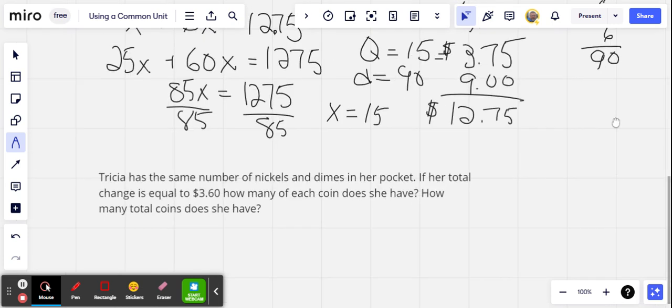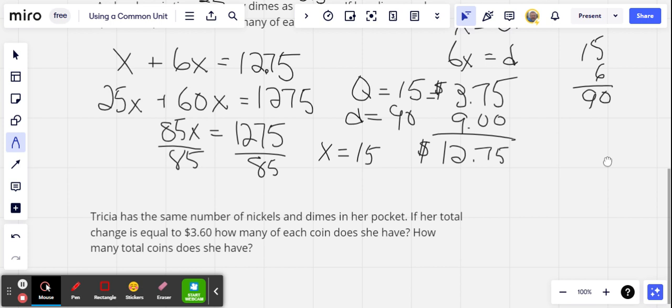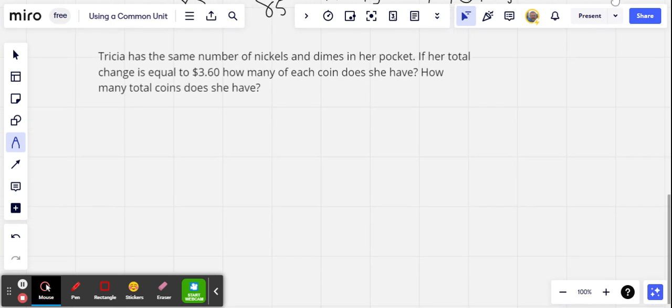And this idea is really something you can use in a lot of different things, but money is really easy to see this use of algebra. Okay, another one. Trisha has the same number of nickels and dimes in her pocket. If her total change is equal to $3.60, how many of each coin does she have? And how many total coins does she have?